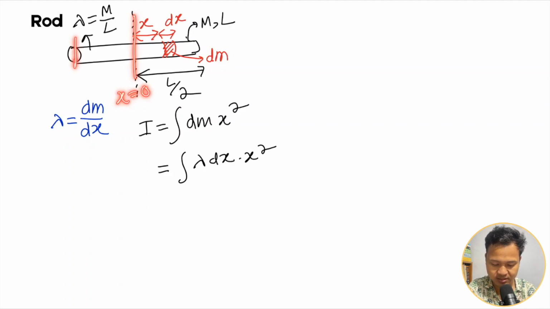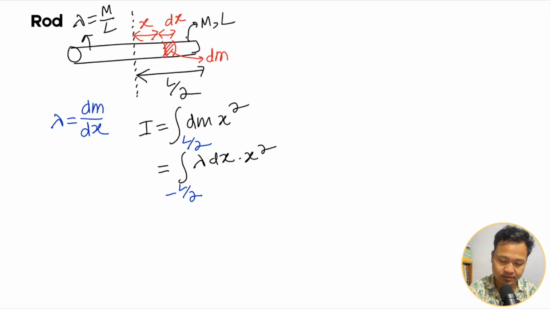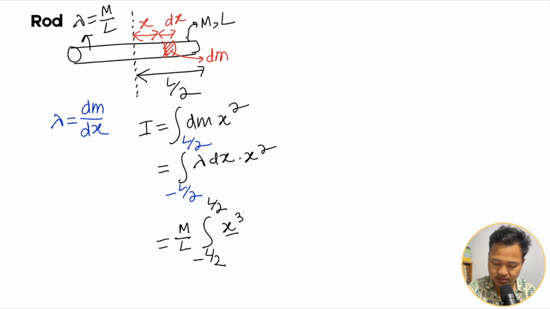So this will be x equals to minus l by 2, and this will be x equals to plus l by 2. The limits are from minus L by 2 to L by 2. Lambda is mass by L, so we have M by L, and from minus L by 2 to L by 2, x squared dx.